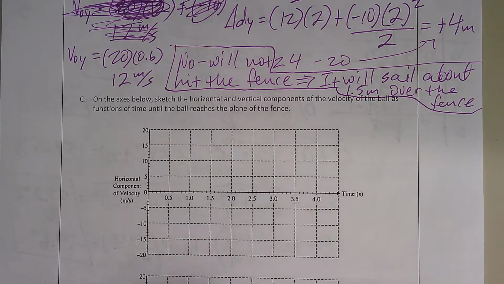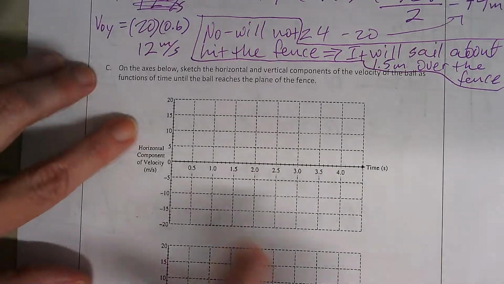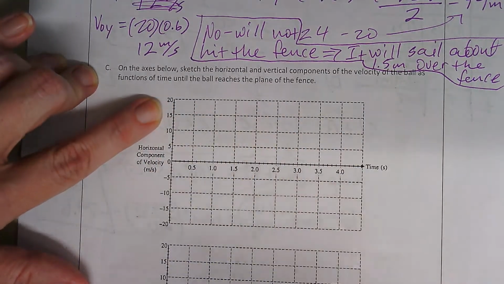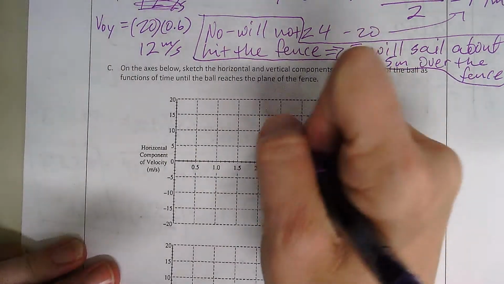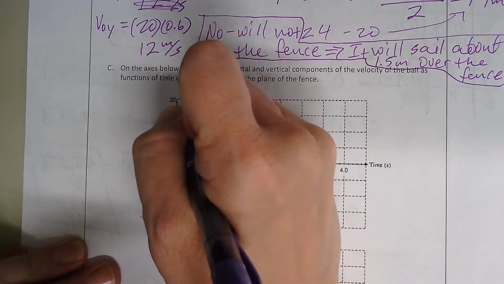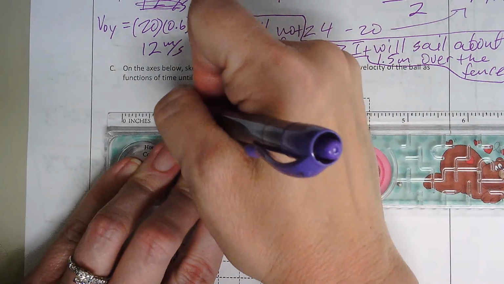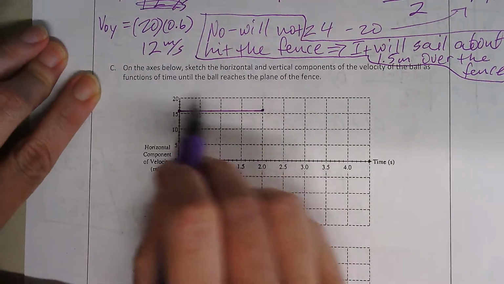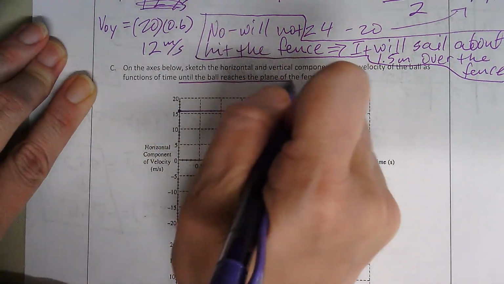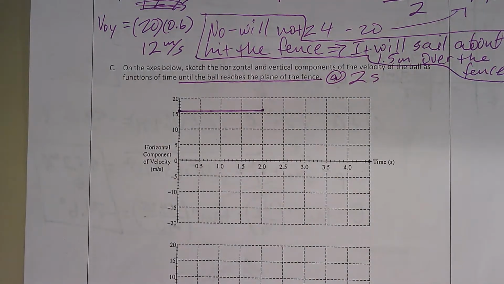Because most people would go, oh, well, my horizontal component of velocity, I forgot what it was already. What was it? 16? That was 16. So I'm just going to draw a line at 16. No, you're not. You are going to draw a line at 16, but you are going to start your line here and stop your line there. That's all you're going to do. You may not draw it any further than the 2, because it literally says until the ball reaches the plane of the fence, which is at 2 seconds. Okay?